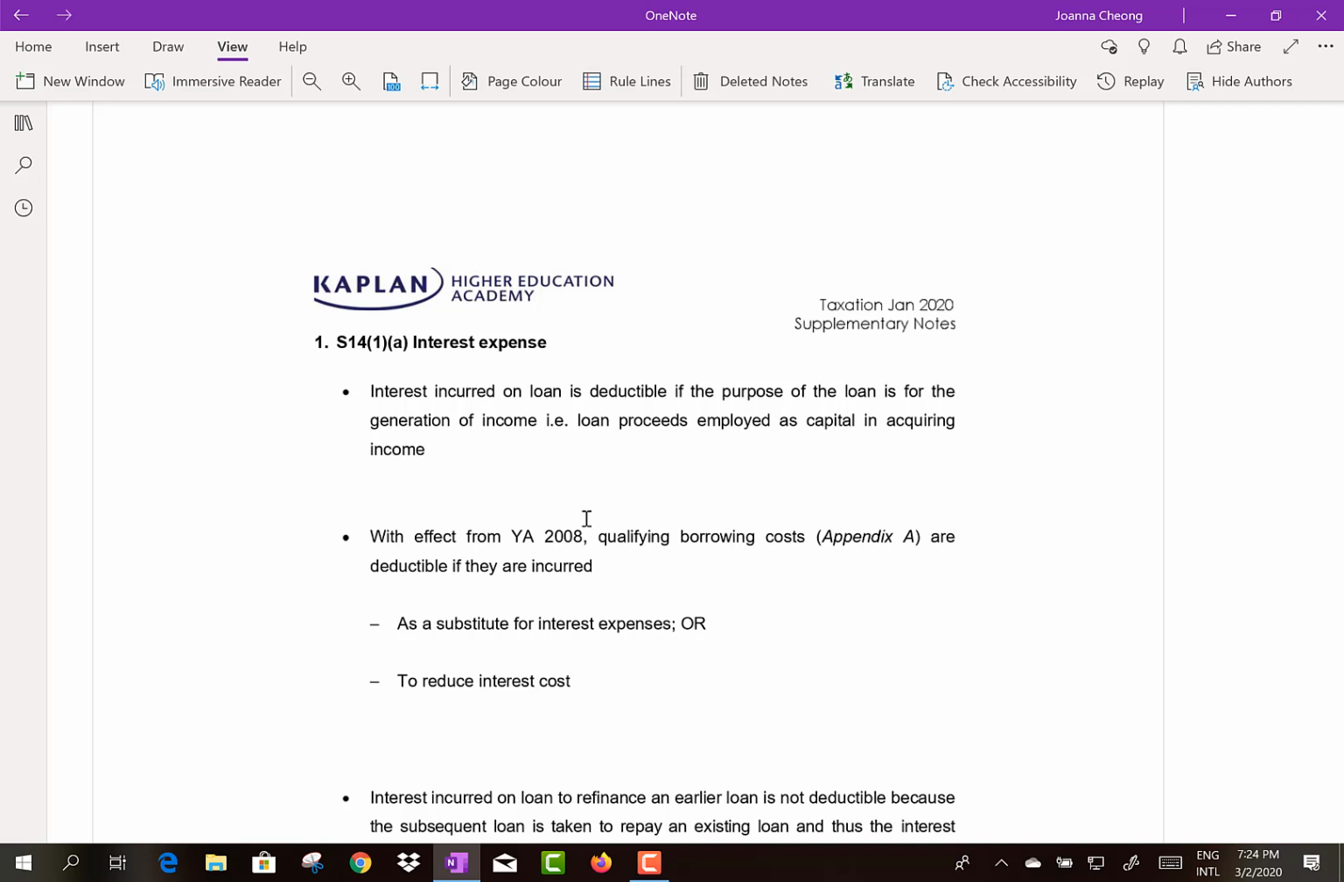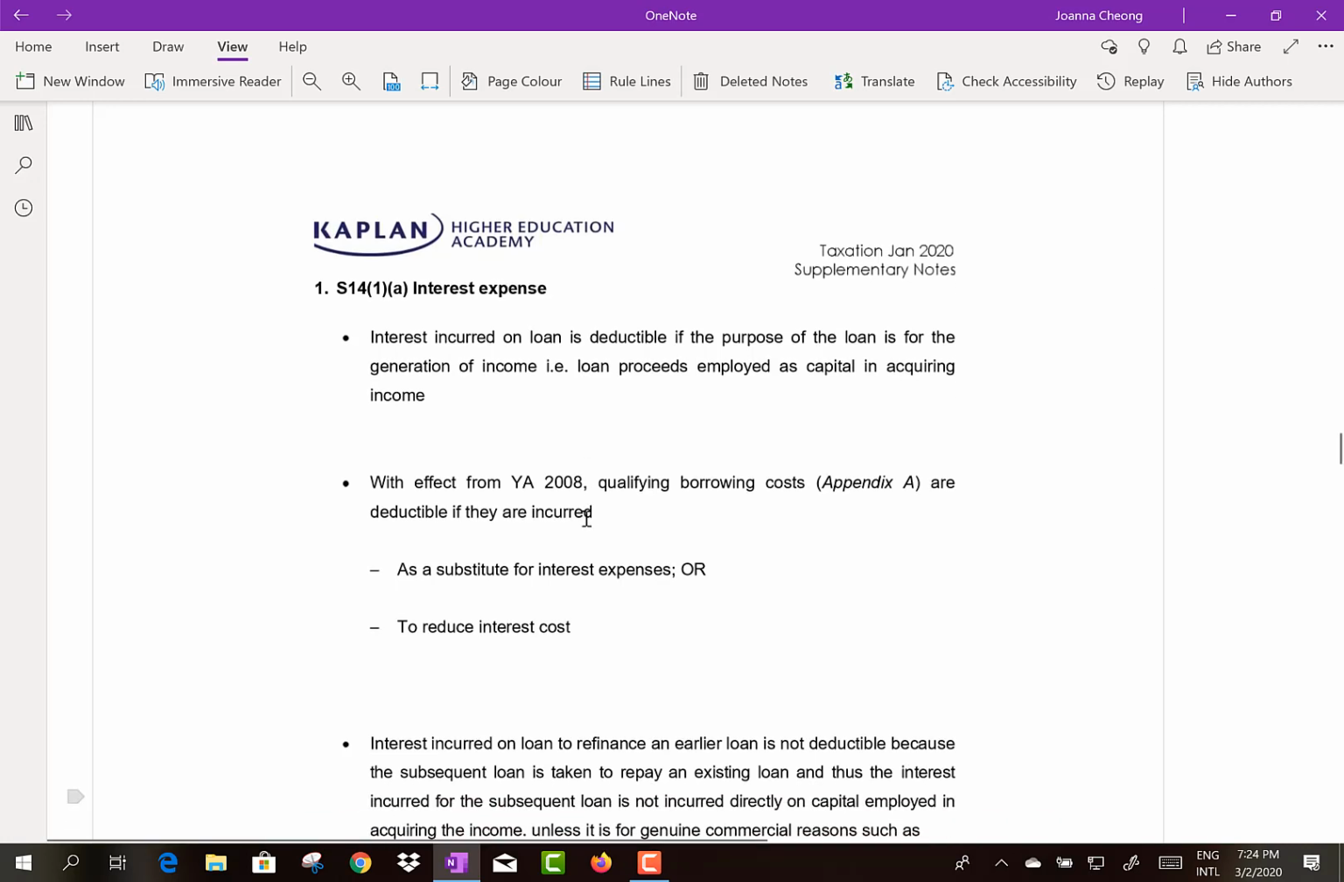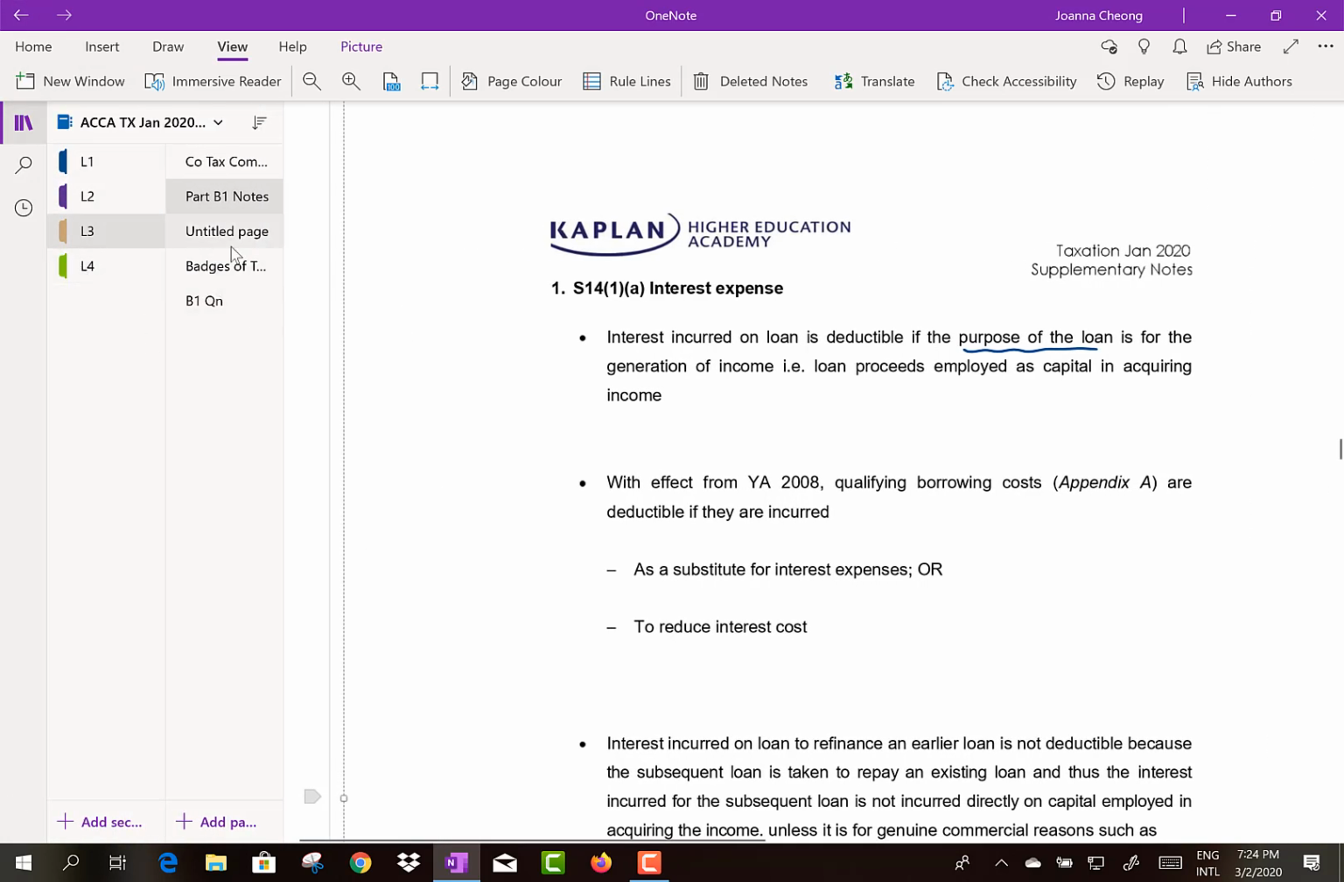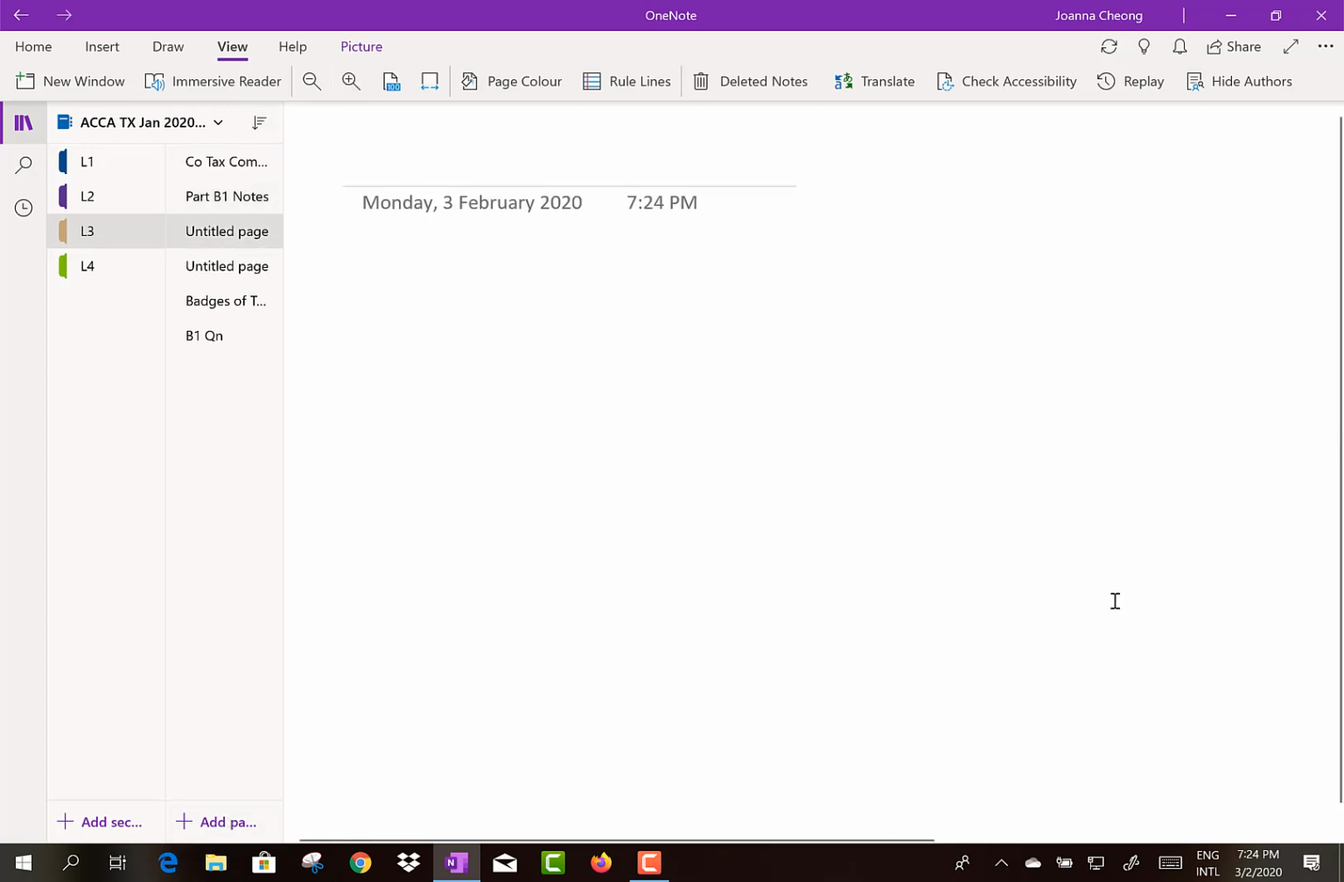Because it's recurring. Now, the only question is, what is it deductible against? Because you have various income, right? The reason why you want to borrow money is because you want to earn income, all right? So the key question to ask for interest expense is, what is it deductible against? That is why you have to look at the purpose of the loan. Now, what do I mean by this? Don't worry, let me give you an example.